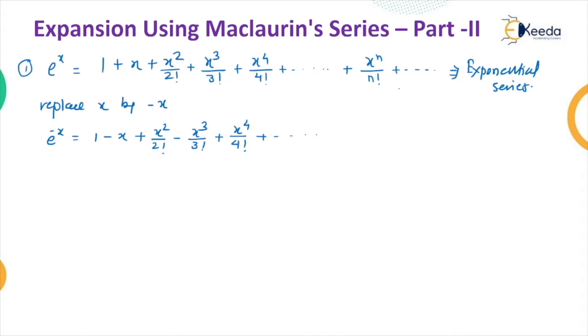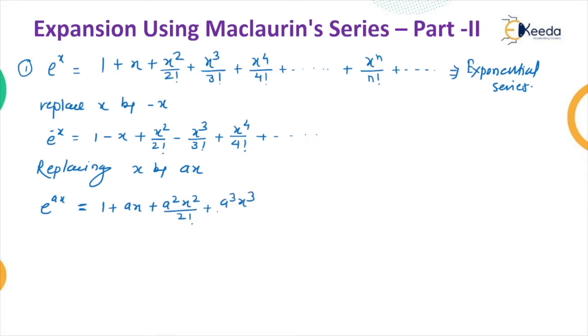Now this is the exponential form of e to the power x. Also, if we replace x by ax, what is the series expansion of e to the power ax? It is 1 plus ax plus a square x square upon 2 factorial plus a cube x cube upon 3 factorial plus and so on, plus a raised to n x raised to n upon n factorial plus and so on. So this is the e to the power ax series after replacing x by ax.